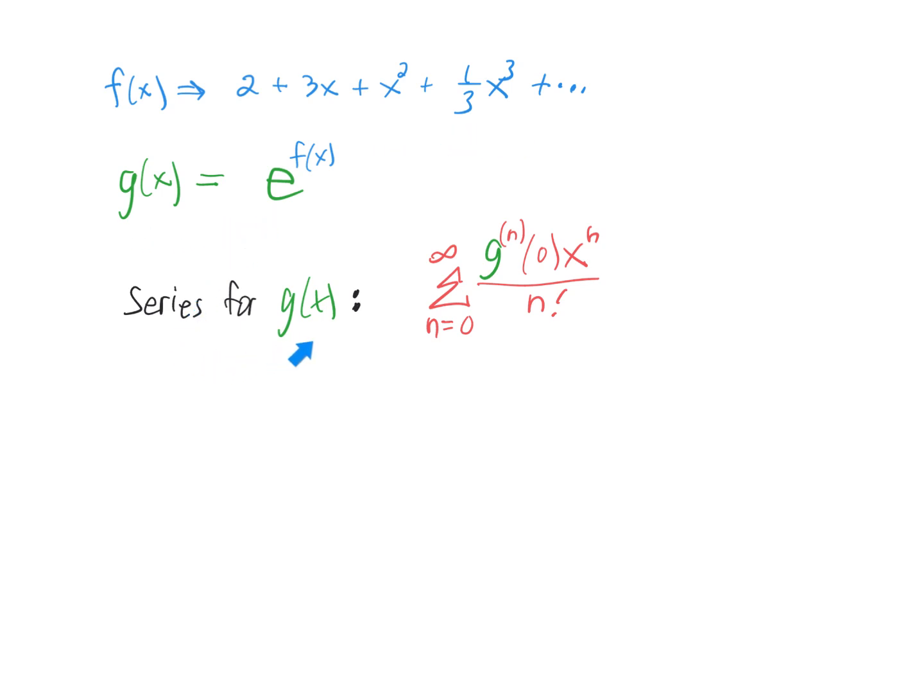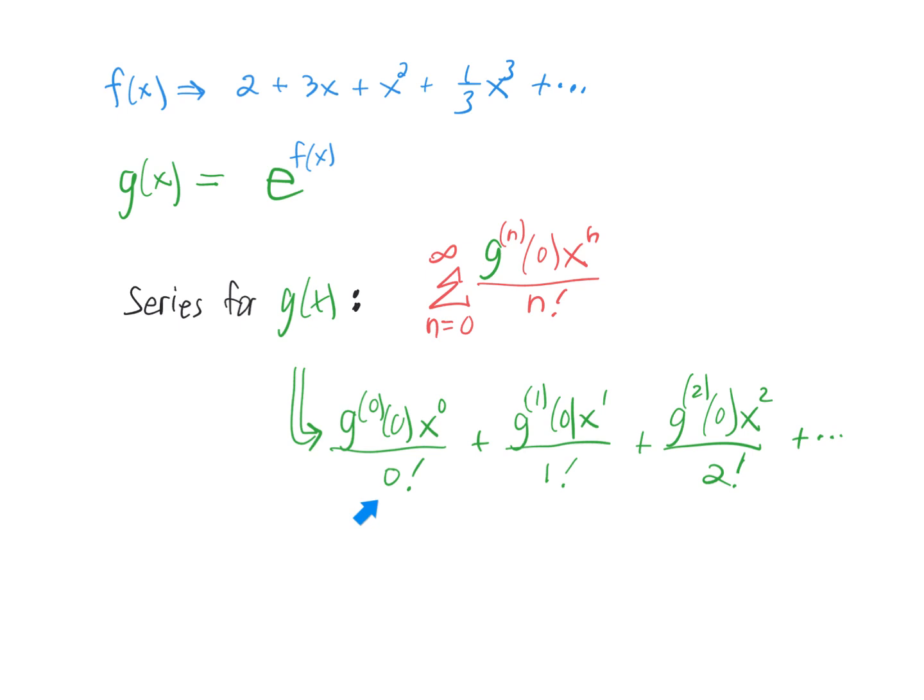In the series for g of x, which is a Maclaurin series, we just use the standard formula that we use for all Taylor-Maclaurin series. Number 30 asks, what's the coefficient on the x squared term? So our answer will be the second derivative of g at 0 divided by 2 factorial. So g of x is e to the power of f of x.